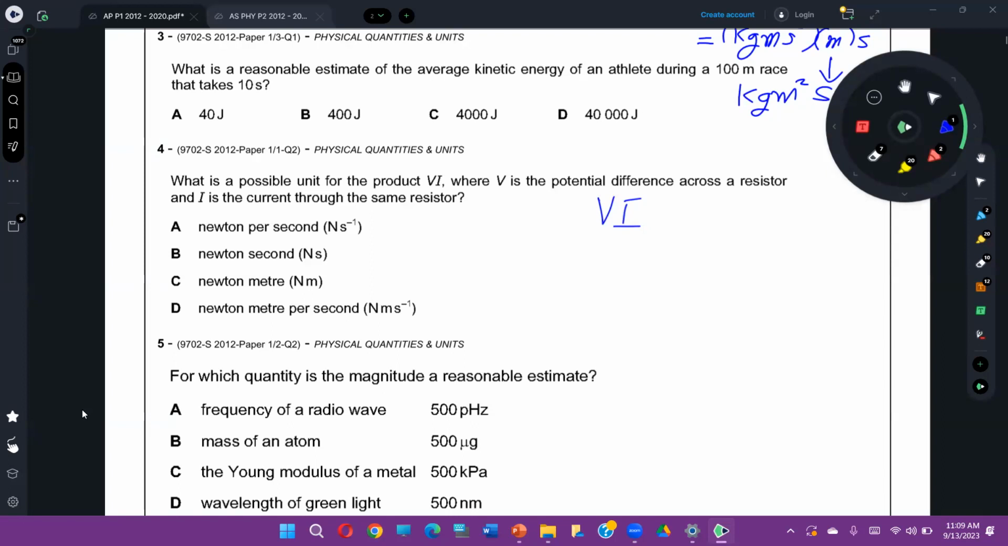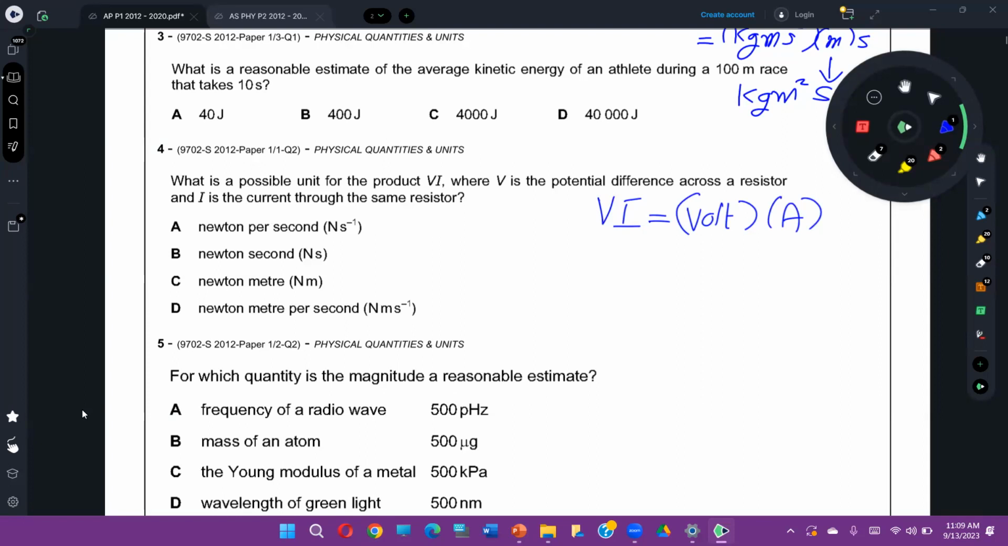अब इसमें look at all the options. Should I look for base units here or it's a derived unit case? All options. What is the unit of voltage? Start working with me. Volt. What is the unit of current? Ampere. Okay.